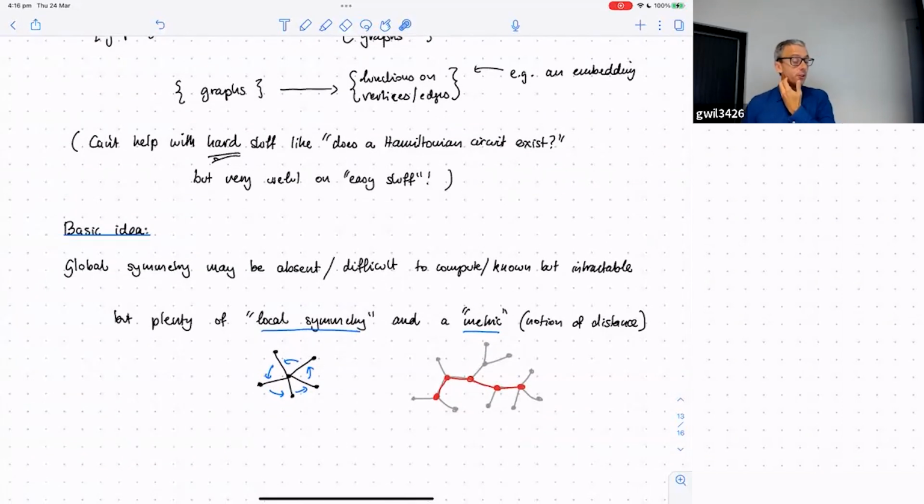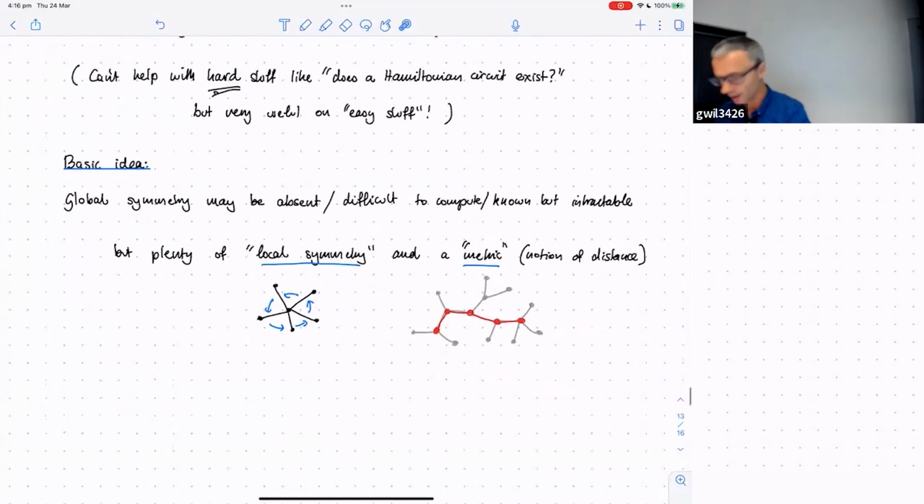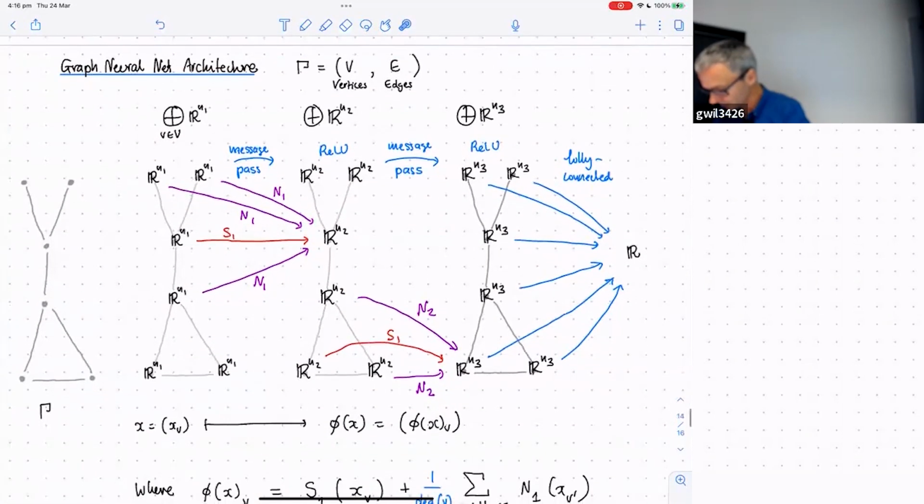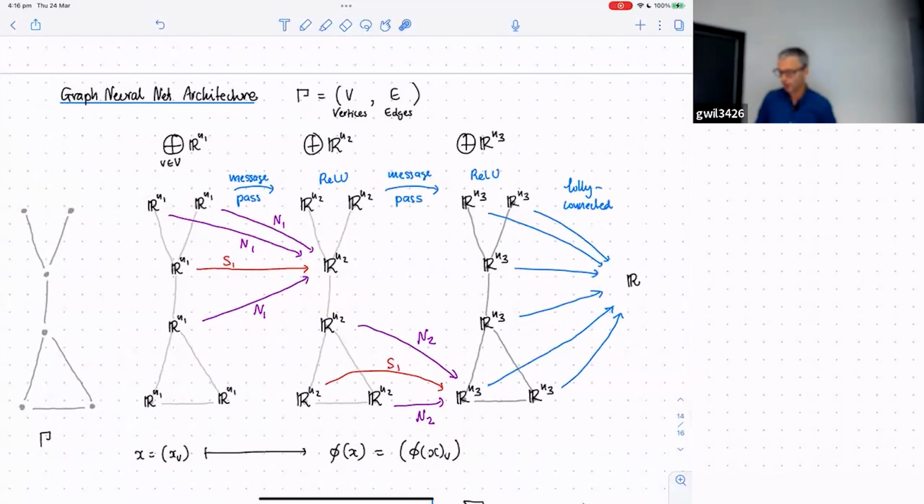So there's plenty of local symmetry in graphs. Around every vertex, we have a symmetric group of symmetry. And also we have a metric. So you can imagine processes which are symmetric and diffuse on the graph. And that's what a graph neural net is. So I'll quickly go over the architecture. This is an important slide. So here's my graph.